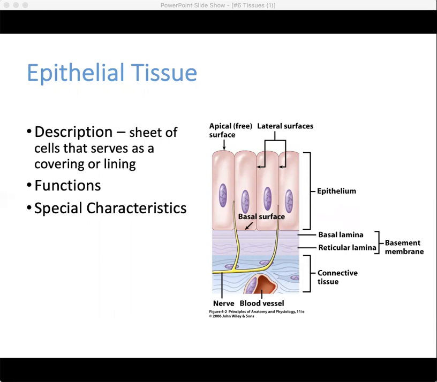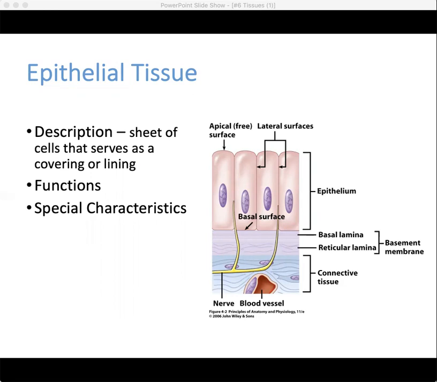For the functions of epithelium, it offers protection because it's the outer surface of the body and of many of the organs. Absorption, so substances can be absorbed across epithelial tissue, things like vitamins, UV light. Filtration, so epithelial tissue can allow certain substances to cross, but prevents others from doing so. So it's kind of selective in what can cross and what can't.